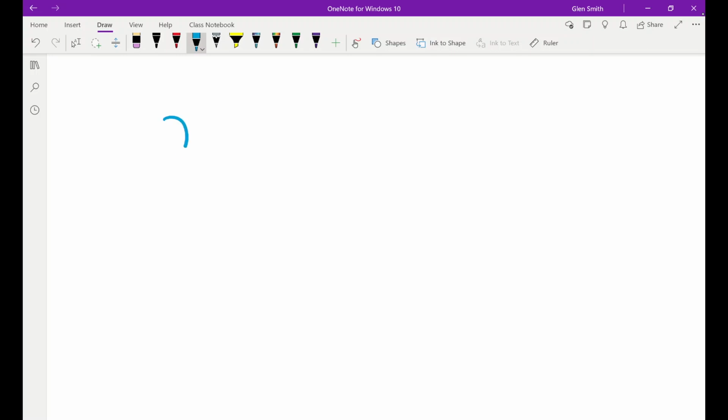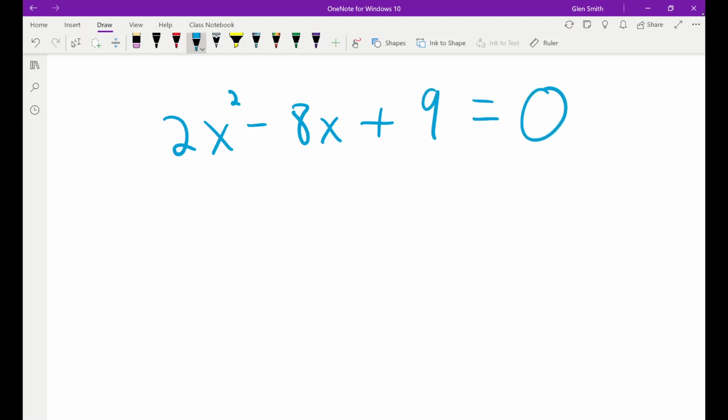let's say, just to go through a couple examples, let's make this easy for us for a second, plus 9 equals 0. So we want to solve one where the coefficient isn't a 1. It can be negative. It doesn't matter. Let's make it negative. It doesn't even matter.